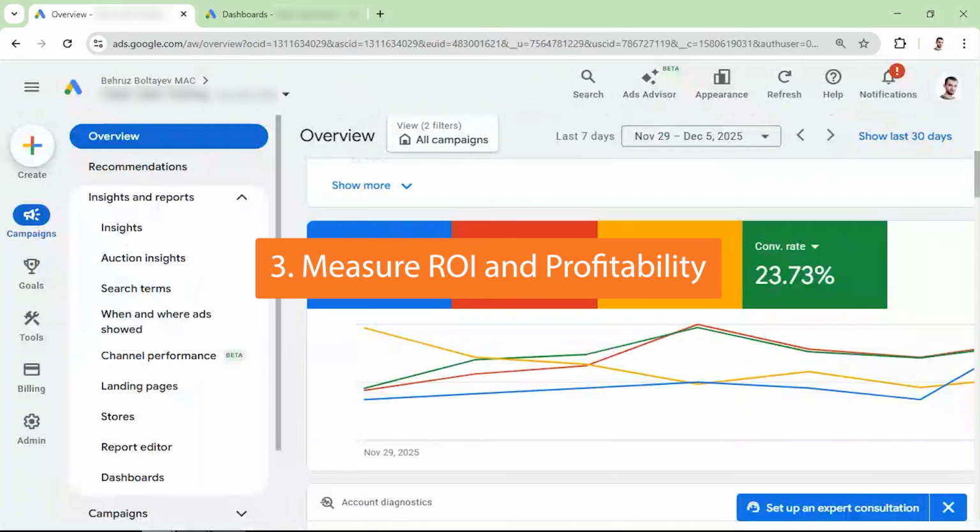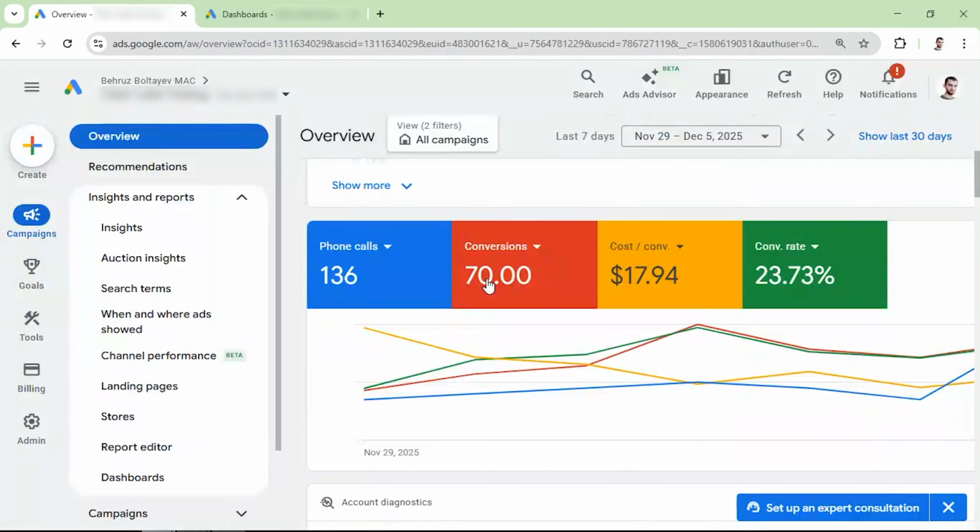And after you have done that, we can move on to the next section, which means you should measure your ROI and profitability. Let's say you have analyzed your cost per conversion, and is it enough to make you profitable with that cost per conversion? Let's say our cost per conversion on average is $18. And with $18, can we be profitable?